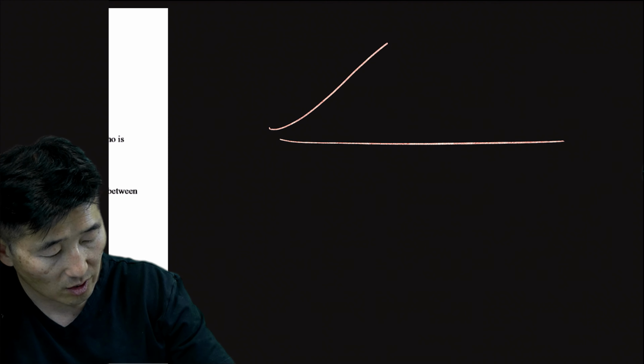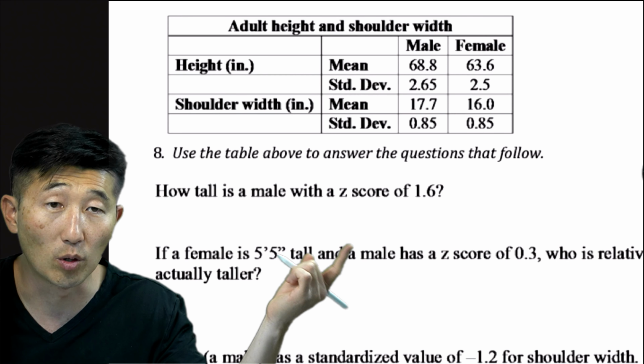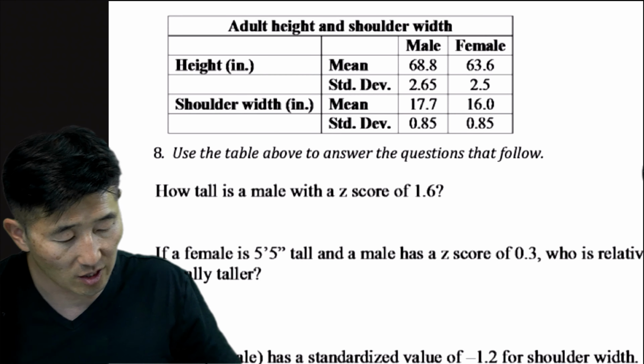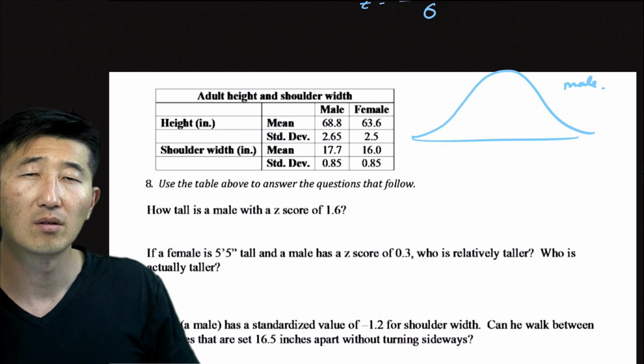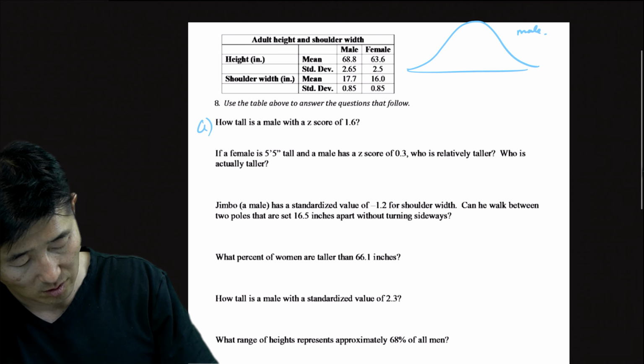Okay. All right. So going back to this problem, they gave you most of the details here. You have male, female, height, and shoulder width. So the question is: how tall is a male if his z-score is 1.6? Now, I'm going to try to do it slowly so that you'll really understand what's going on. So I understand this part. I understand how to use the formula for these ones, but I was just confused on part D. It says, what percent of women are taller than 66.1?